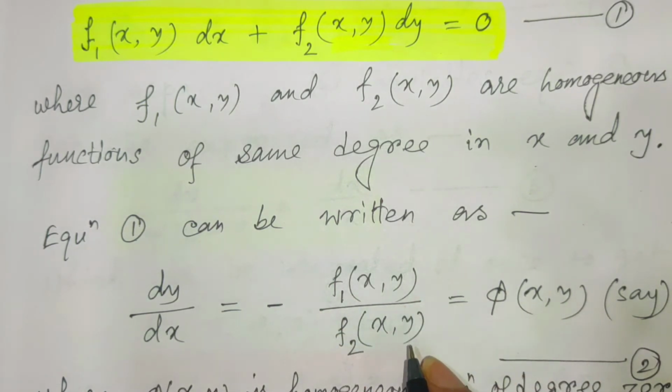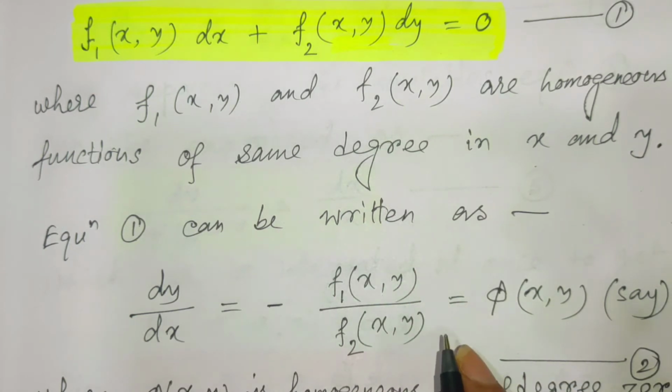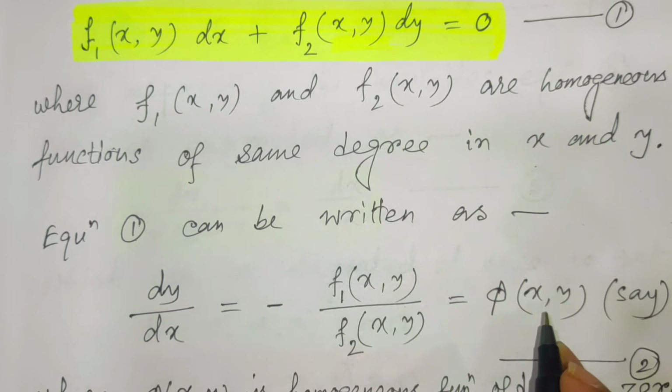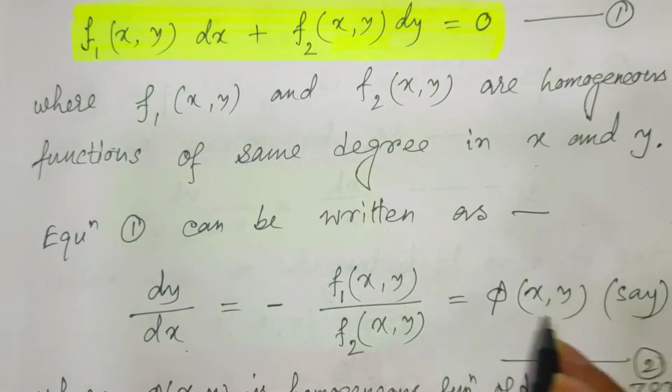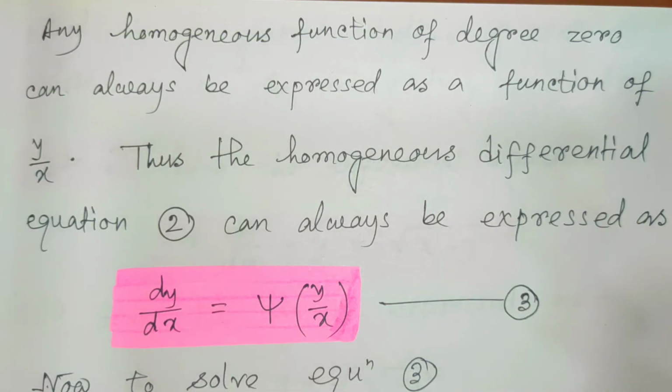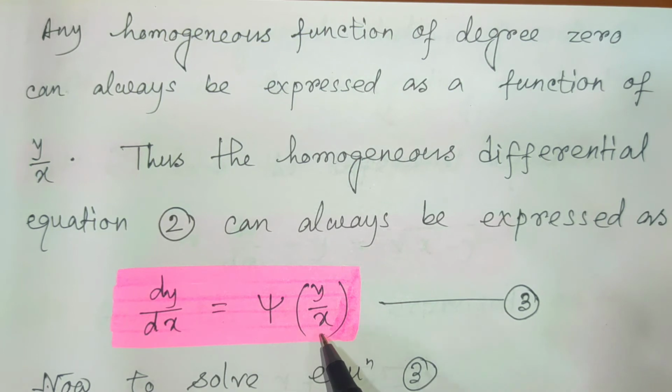If f1 and f2 are both homogeneous and of the same homogeneity, then this phi function is definitely a homogeneous function with degree 0. It is understood. So after writing dy by dx is equal to phi of (x,y), as the function is homogeneous, we can write dy by dx is equal to psi of y by x. This is the form of a homogeneous function.